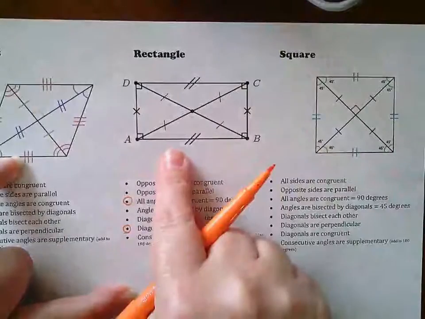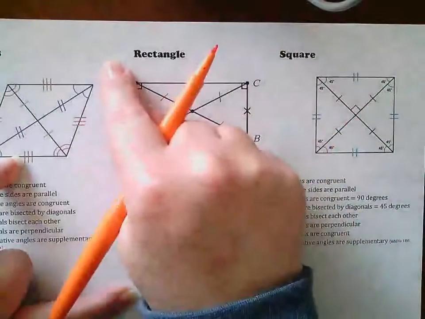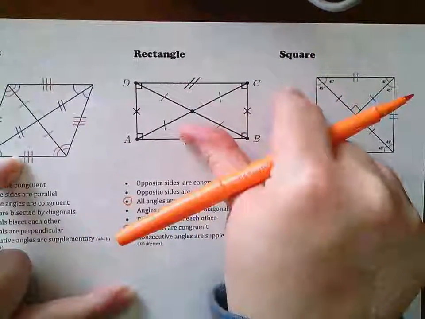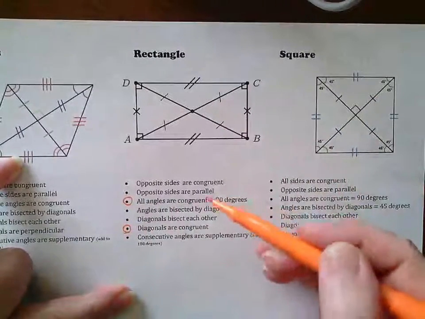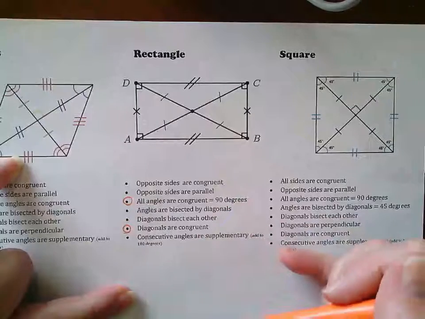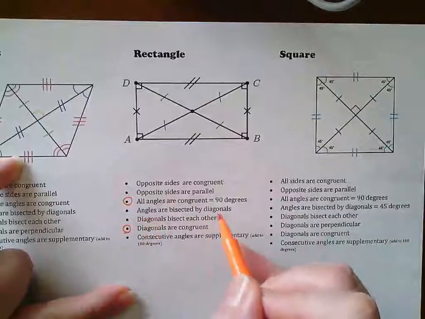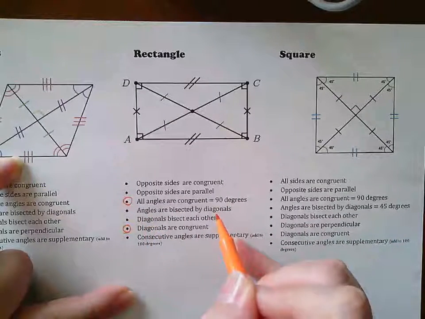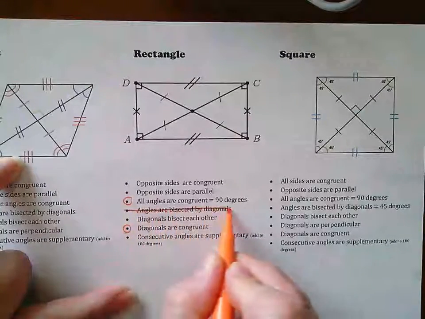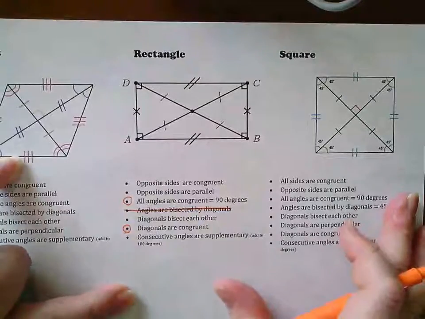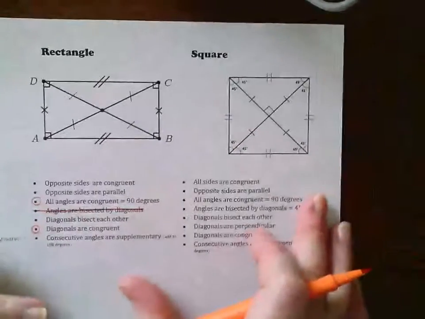Now think about your television. If you have a TV and these aren't congruent, your TV is going to be kind of crooked, right? It would be really hard to watch and probably give you a headache. So all the other things are actually true. This is not true. Angles are not bisected by the diagonals. I'm going to cross that off. Okay, so make sure you cross that one off.